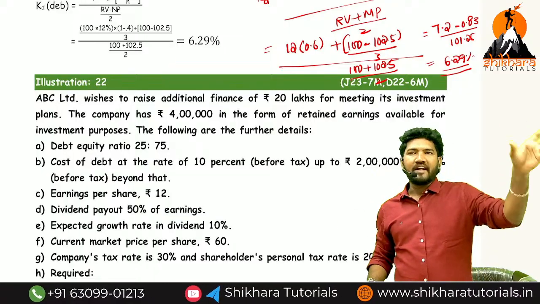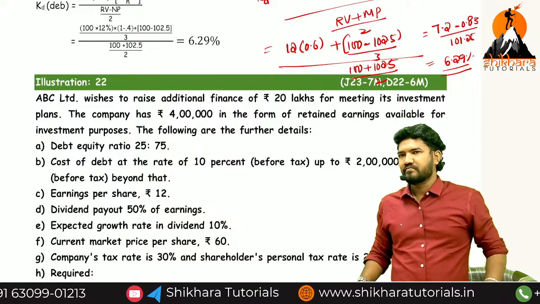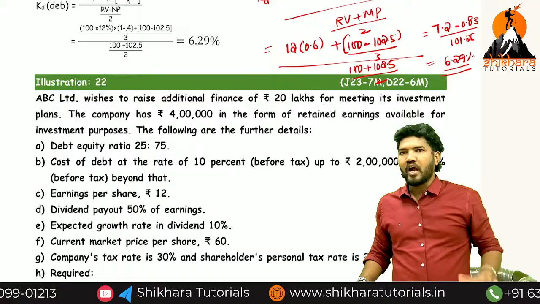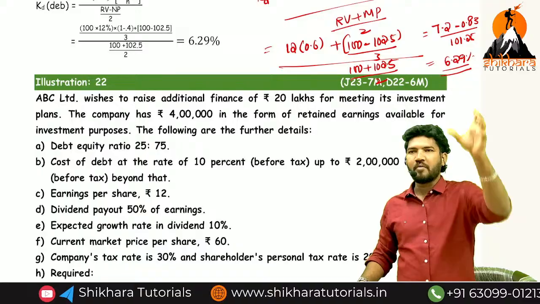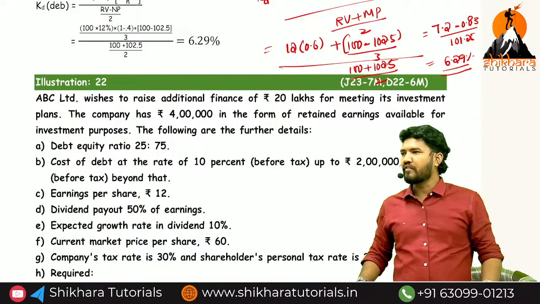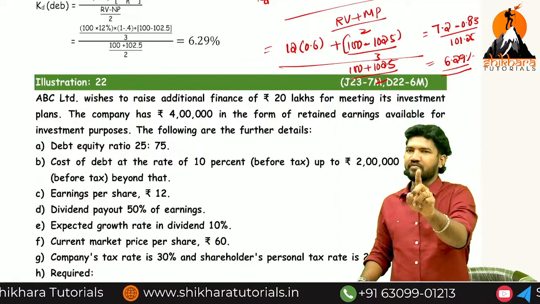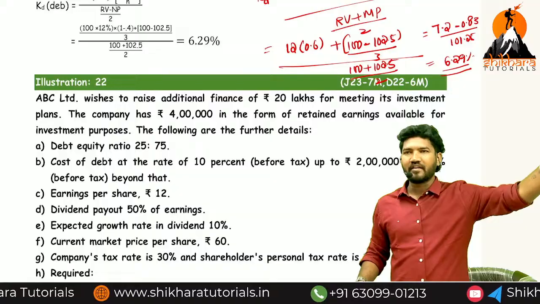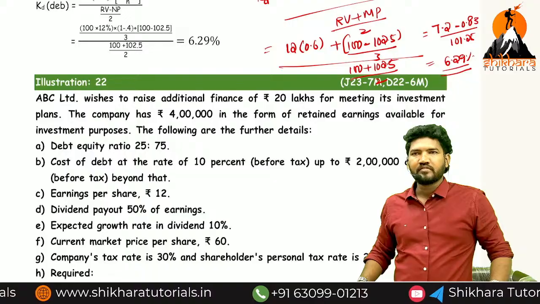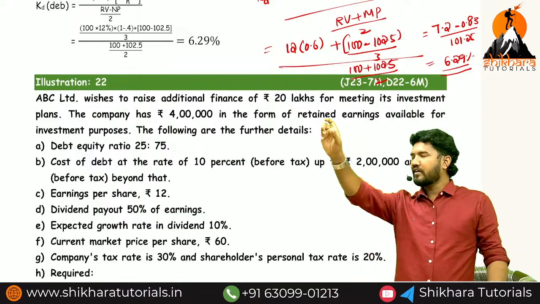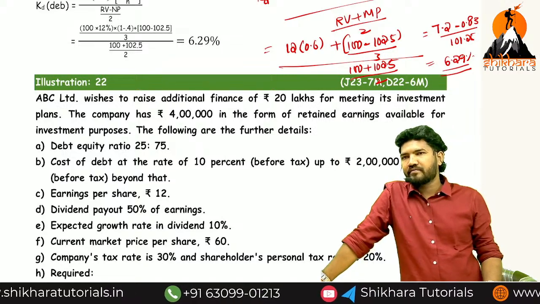For debt, up to 5 lakhs, 12% interest, beyond that 15% interest. How much debt amount do you have? 25% of 100 lakhs means 25 lakhs debt. Out of 25 lakhs, 5 lakhs of debt is at the rate of 12%. The remaining is all debt at 15%. Capital structure ready? So that is the only point you have to learn in 22: the capital structure also you have to create. Let us check this one.